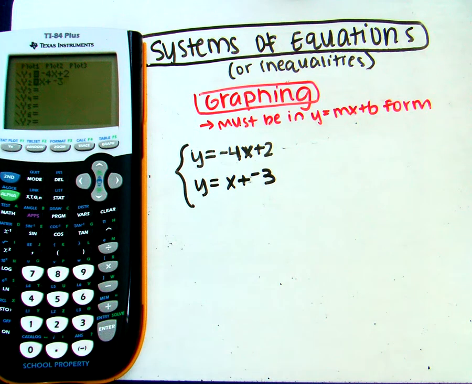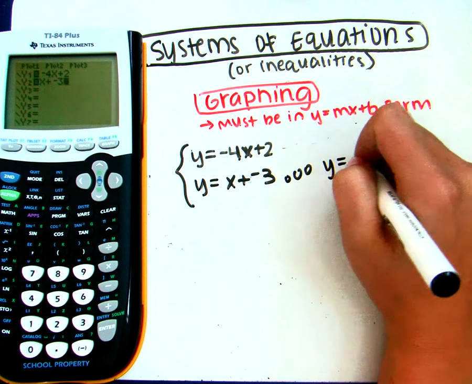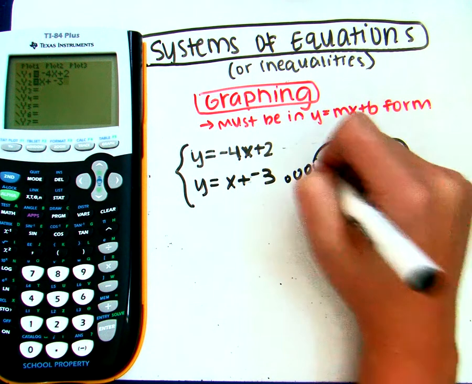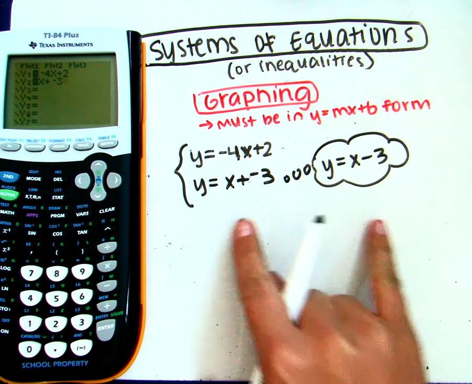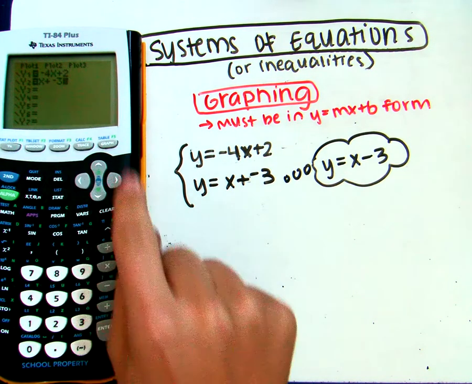Now also, just so you know, you could have also written y equals x minus 3. Those are the same things. So if you don't understand that these are the same things, you've got to go to tutoring. It doesn't matter which one you type in. Once you're done, you need to hit graph.